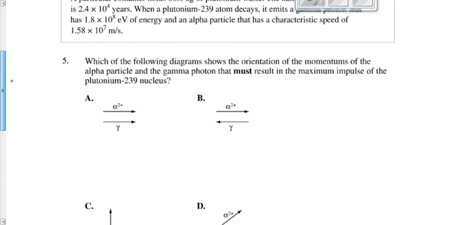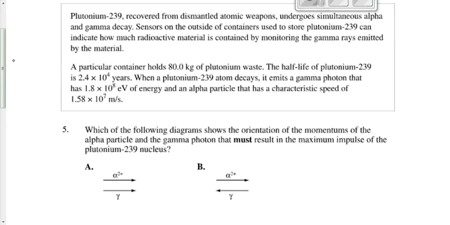Let's take a look at the question. It says, Plutonium-239 recovered from dismantled atomic weapons undergoes alpha decay and beta decay at the same time. Sensors on the outside of the containers used to store it can indicate how much radioactive material is contained by monitoring the gamma rays emitted by the material. It says a particular container holds this much waste. It's got a half-life, and it talks about the energy of the gamma ray and the speed of the alpha particle, and so on. The question says, which of the following diagrams shows the orientation of the momentums of the alpha particle and the gamma photon that must result in the maximum impulse of the plutonium-239 nucleus?